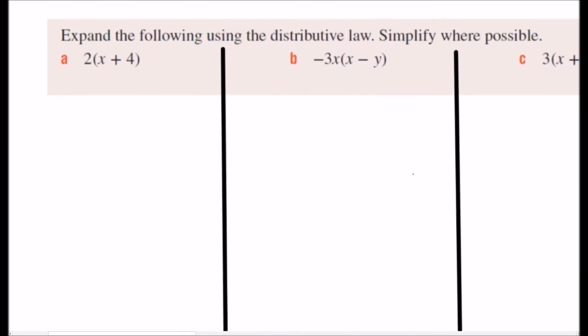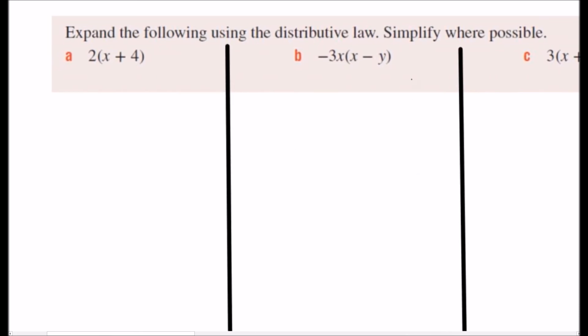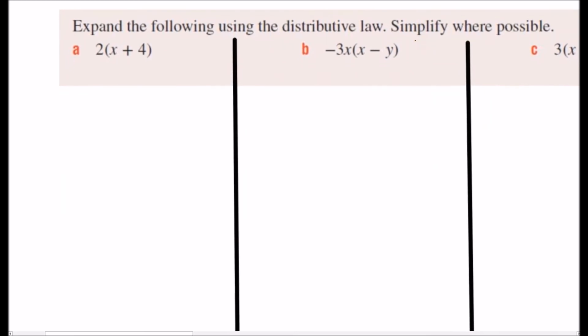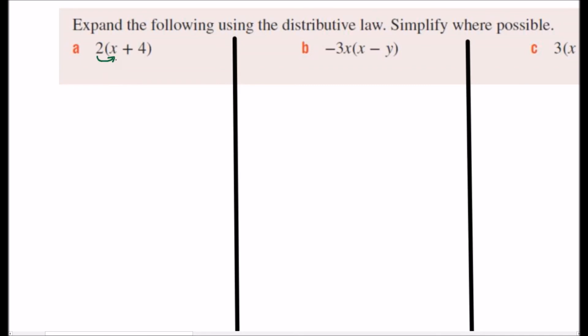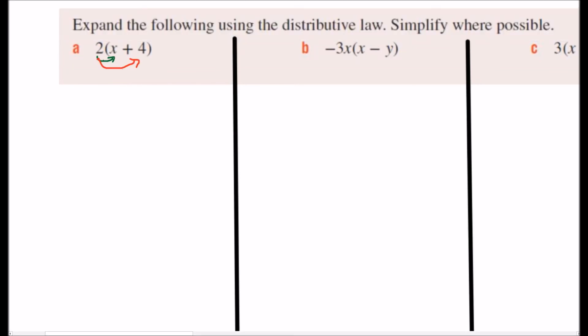Okay, expanding using the distributive law, and then simplify, or in other words, put the like terms together where possible for these. So let's expand them. Remember, the distributive law is all about multiplying the number on the outside with the number on the inside. So in this case, 2 times x is 2x, and then 2 times 4 is going to be plus 8.